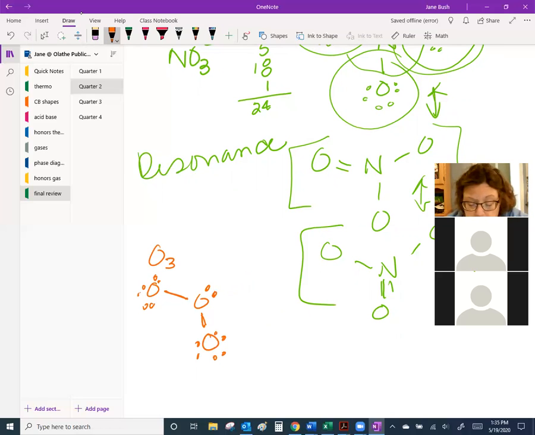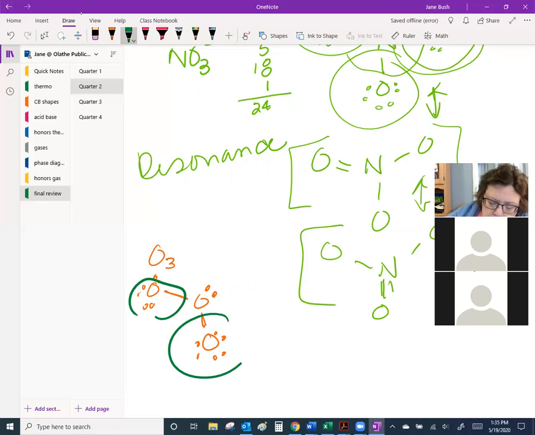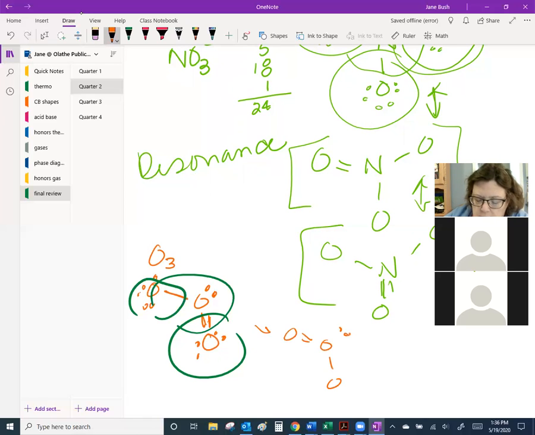We do have a lone pair there. Count electrons: 2, 4, 6, 8, 2, 4, 6, 8, 2, 4, 6. So we have to double bond somebody. It doesn't matter who it is that's double bonded as long as somebody is. We could draw it like this, and it's the same molecule. It's going to actually go back and forth.